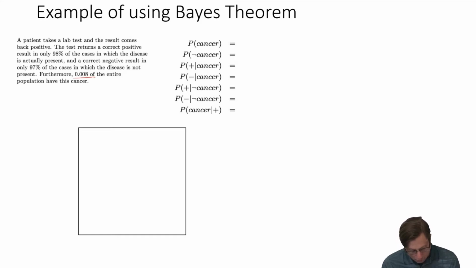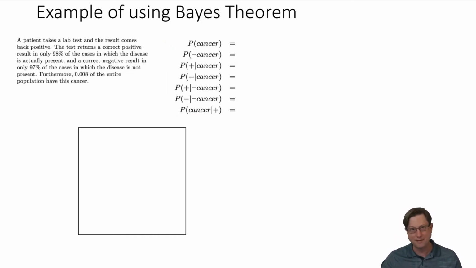Furthermore, 0.008% of the entire population has this, or I think that's 0.8%, something like that, of the population has this particular cancer for this example. So, okay, what does it mean? We have all of these things that we just talked about, and what I want to know is, I just took this dang test. Do I have cancer or not? What is the true probability of having cancer given that I just got a positive test result?